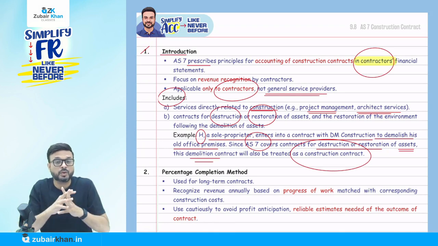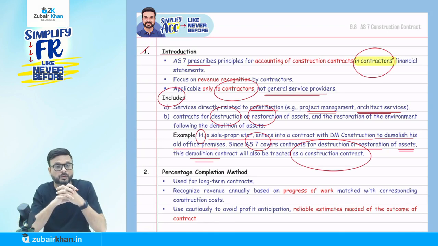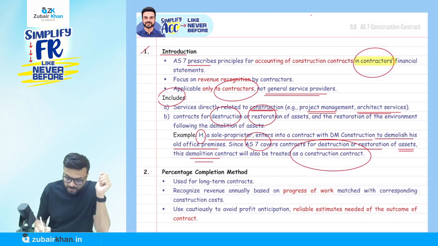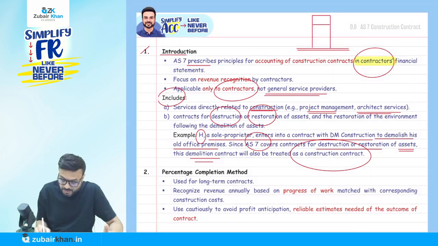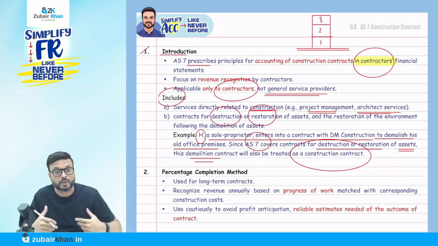Now, as I told you, we face a problem. What problem are we facing here? How to recognize the revenue. Suppose I am the contractor, I'm doing the construction of this building, and it is going to take me three years to complete the construction: first year, second year, third year. When to recognize the revenue?